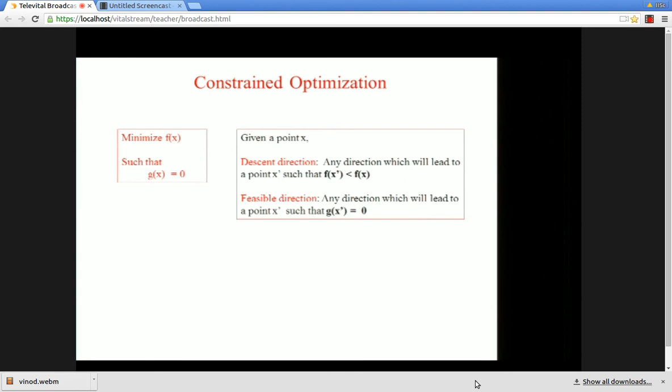So now here's a question for you. I give you a point and claim that this point is the minimum of this problem under these constraints. Now, how will you verify this is indeed the minimum? So with respect to the descent and the feasible directions.